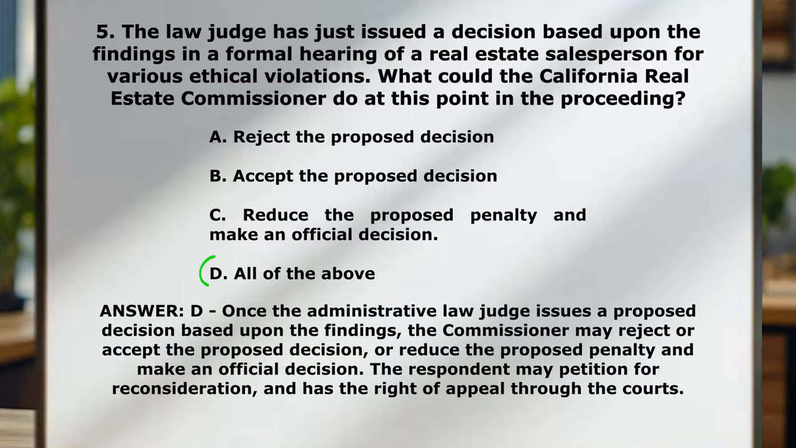The answer is D. Once the administrative law judge issues a proposed decision based upon the findings, the commissioner may reject or accept the proposed decision, or reduce the proposed penalty and make an official decision. The respondent may petition for reconsideration and has the right of appeal through the courts.